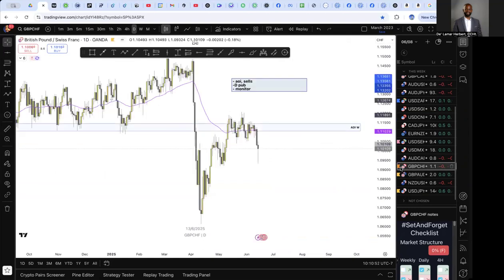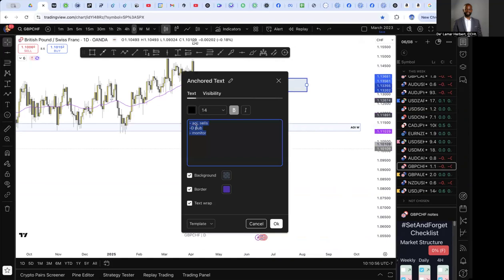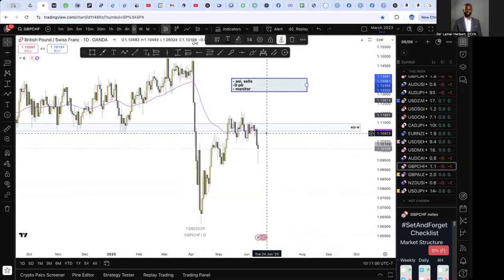GBP CHF. Okay, we're looking for a daily pullback. That doesn't make sense, right? Daily pullback, so we just need a pullback close to this AOI.